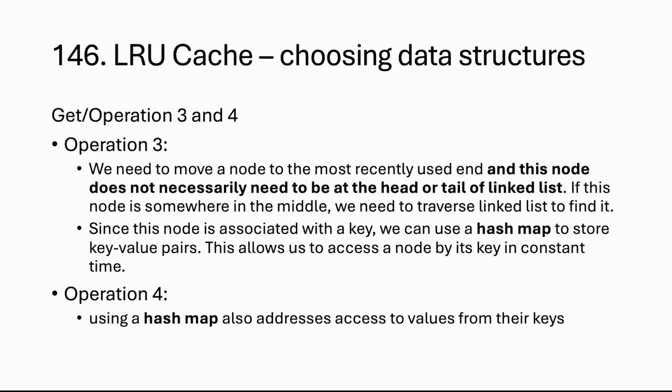Since this node is associated with a key, we can use a hash map to store key value pairs. This allows us to access a node by its key in constant time. For operation 4, using a hash map also addresses access to values from their keys.